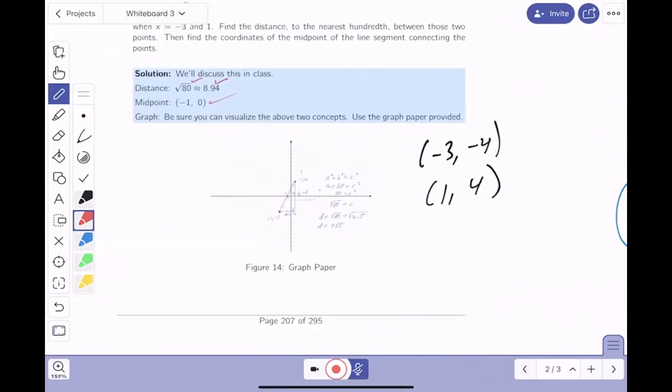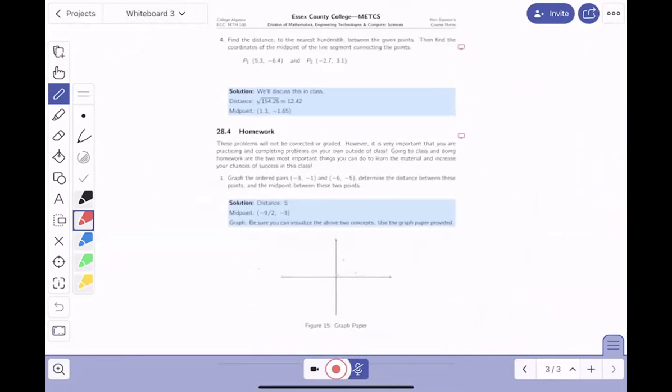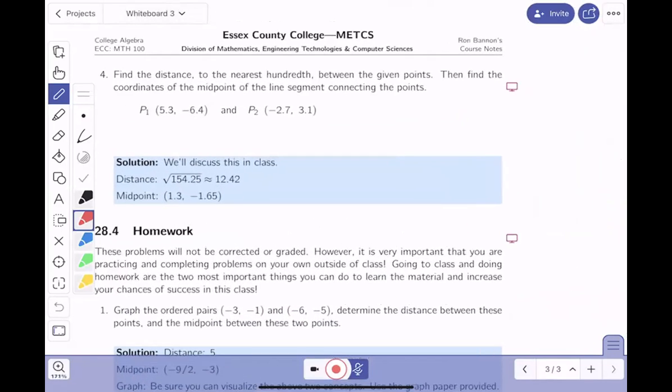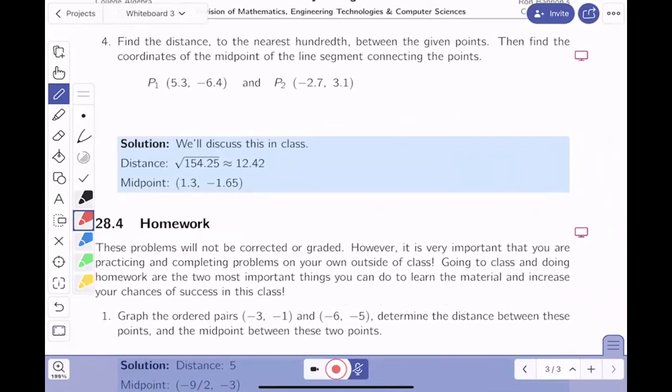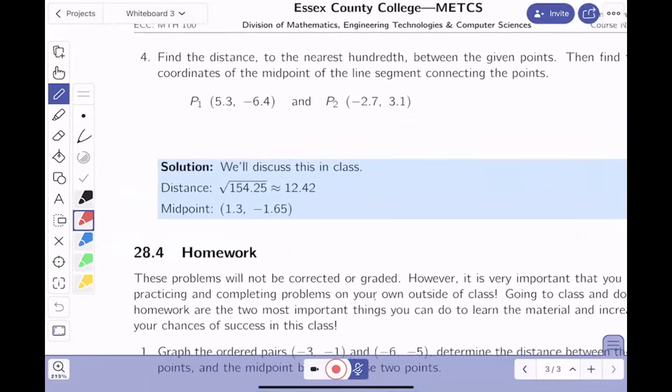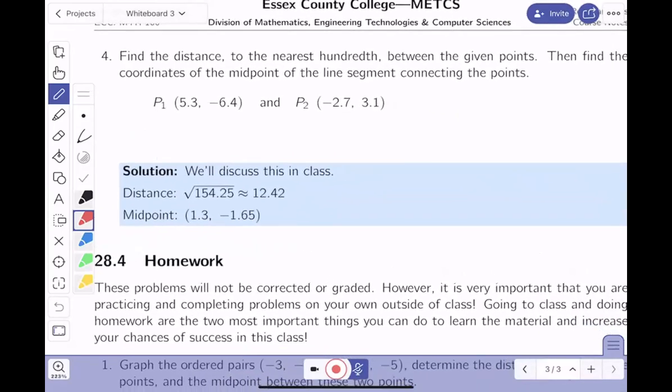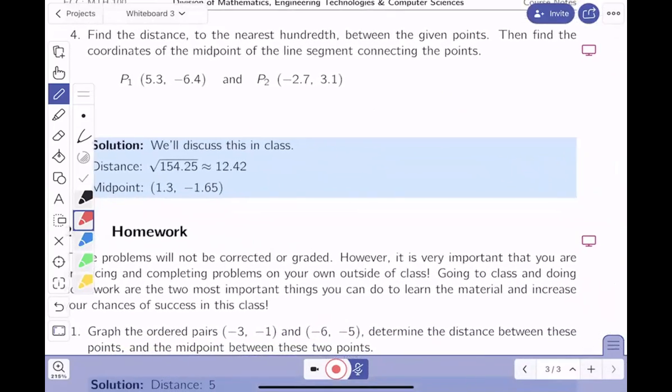And let's see if there's a number 4. Oh, this one I don't want to visualize. They're nasty looking numbers. All right. And you're allowed to use calculators. I have no objection to using one. Let's label these things: X1, Y1, X2, Y2. Oh, let's write distance down. They want the distance and the midpoint. I think I want to do the midpoint first. I think it's easier.